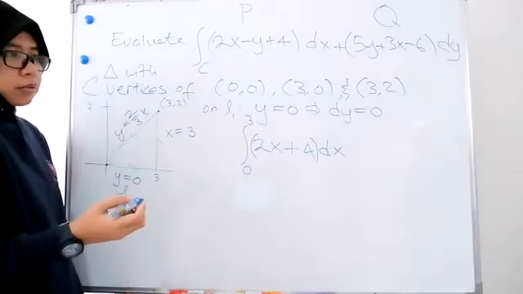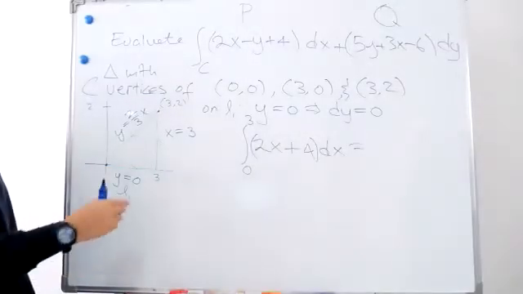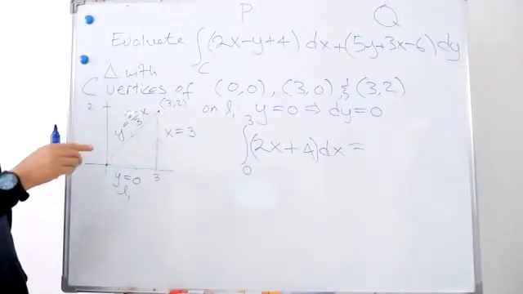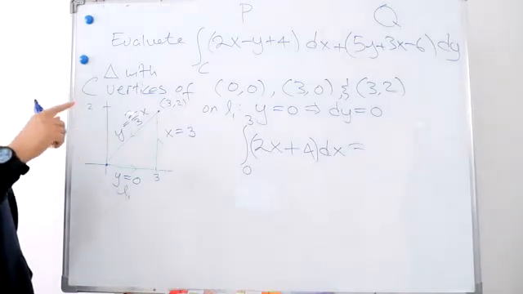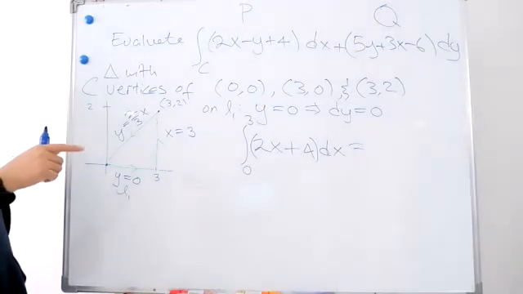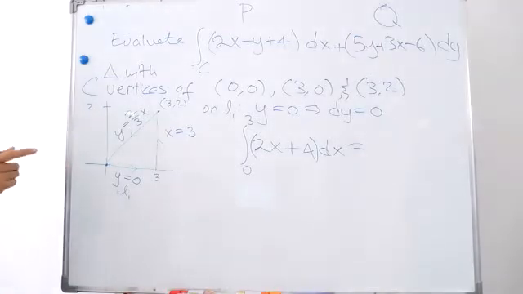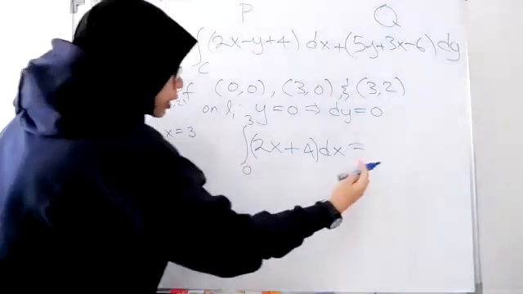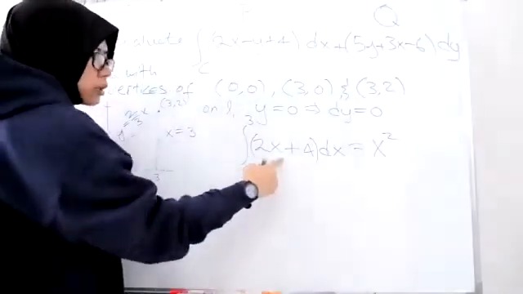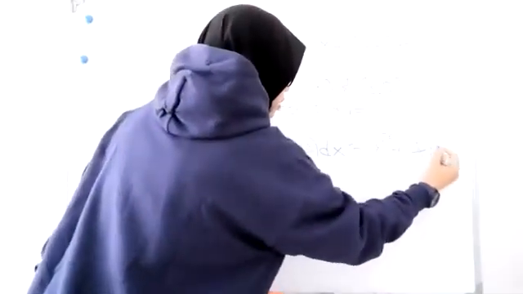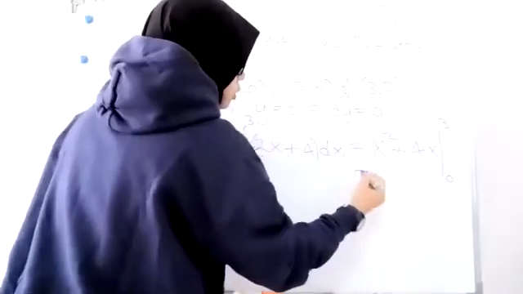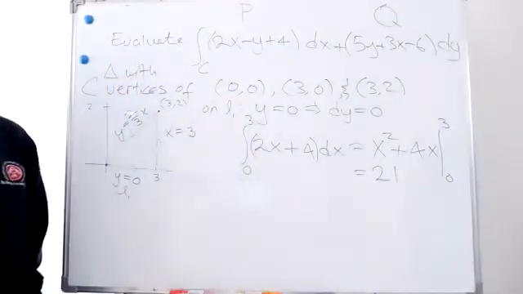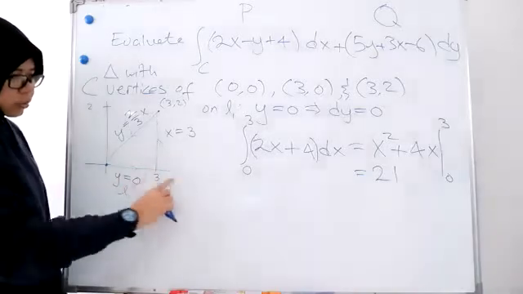Yes, Doctor. So evaluate this. What do you get? That one is 3x squared plus 4x, and that one should be 3x squared, 9 plus 4x, 9 times 9 plus 8. So that one should be 3. So this is going to be x squared, right? So x squared plus 4x goes from 0 to 3. So this is 9, 9 plus 12, this is 21. Okay, so the first line right here is 21.